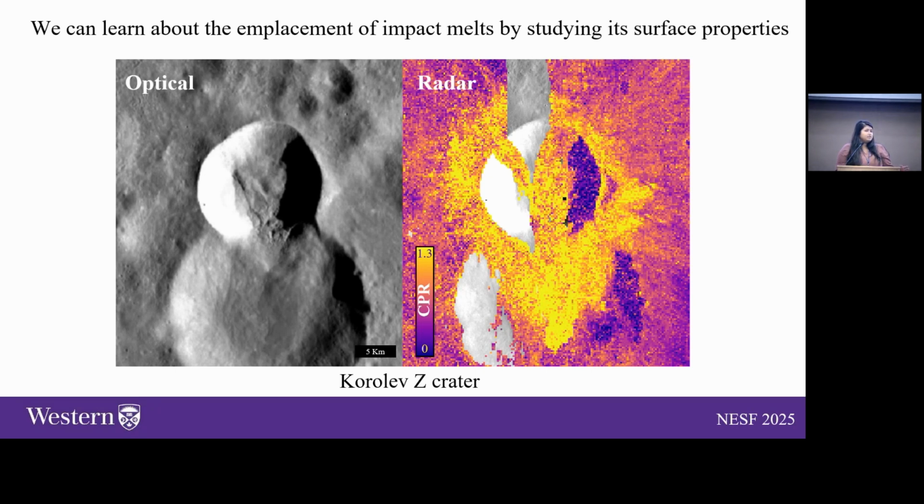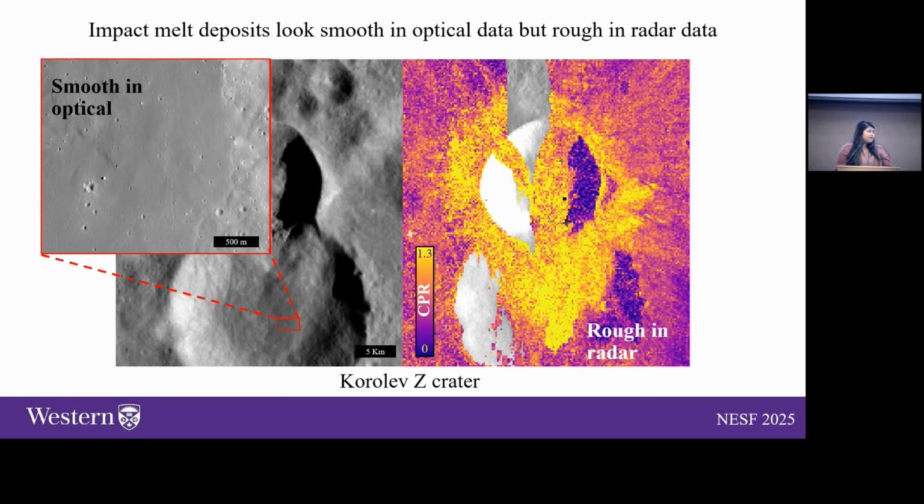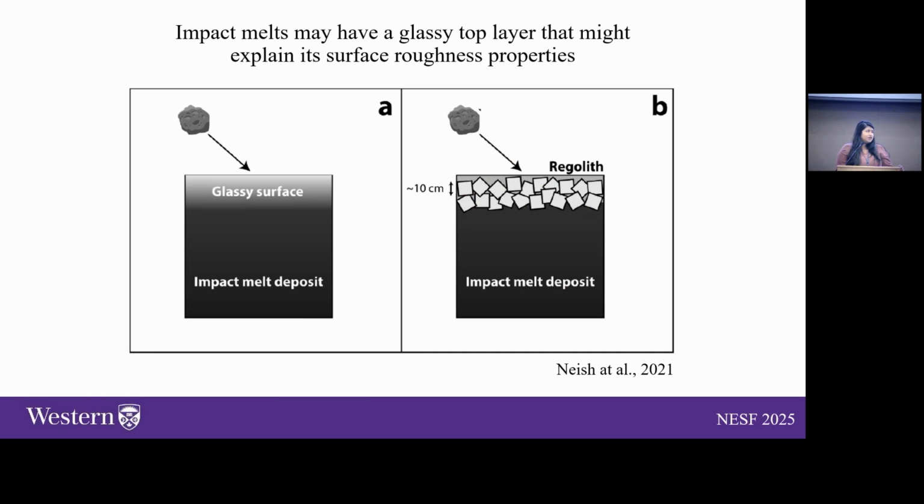So when looking at the radar data, it seems to have high CPR, which means that it's quite rough in decimeter to centimeter scales. But when we look at the optical image, it looks quite smooth. So impact melts look smooth in optical images in meter scale observations, and quite rough in decimeter to centimeter scale in radar observations. This ambiguity in their surface roughness properties can be attributed to the presence of a glassy surface layer on top of impact melts, which has been discussed as a hypothesis by Nish et al.